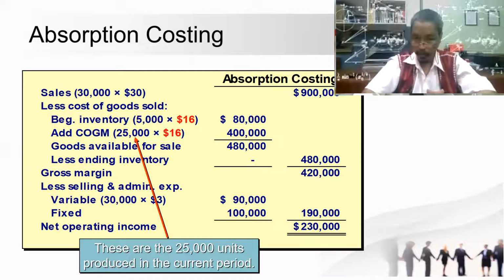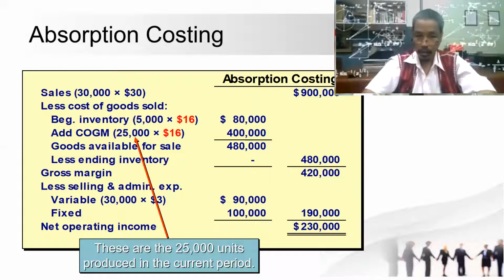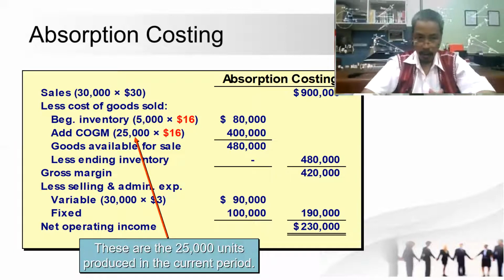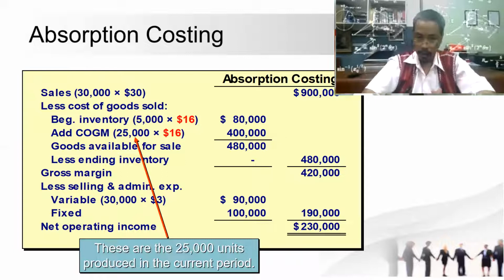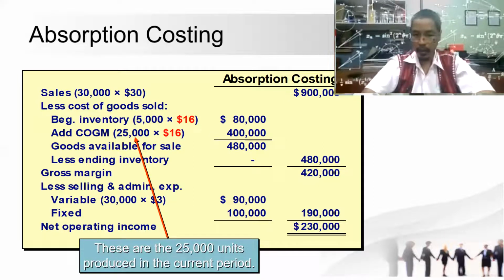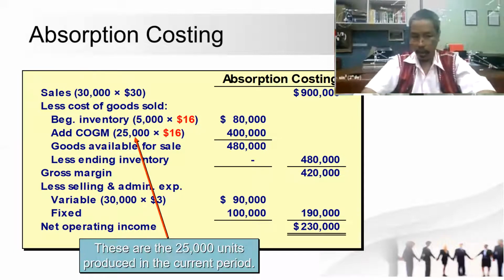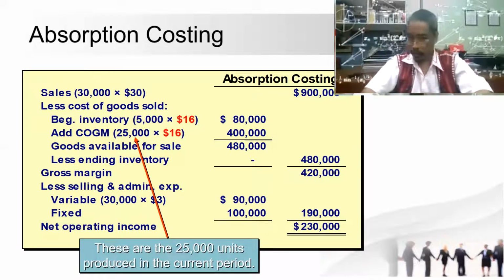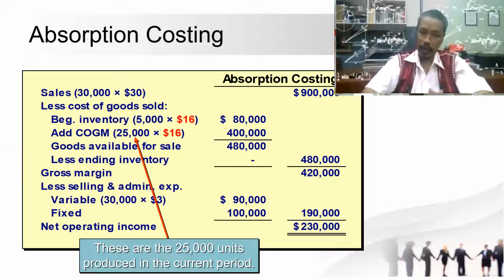Less ending inventory, we do not have, meaning we were able to sell all of the finished goods. So 0, and therefore our gross margin is equal to sales, which is $900,000, less cost of goods sold, $480,000. So 900 minus 480, that is 420. Then less selling and admin cost, which include variable and fixed selling and admin cost. That is $90,000 and $100,000. So $420,000 minus $190,000, that is $330,000. That is our net income.